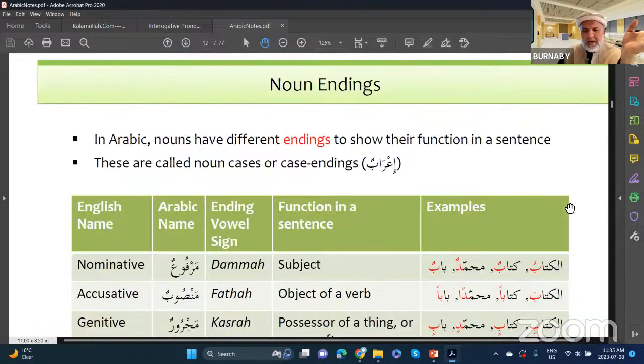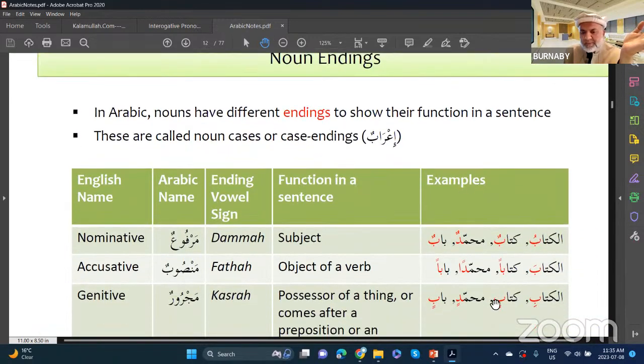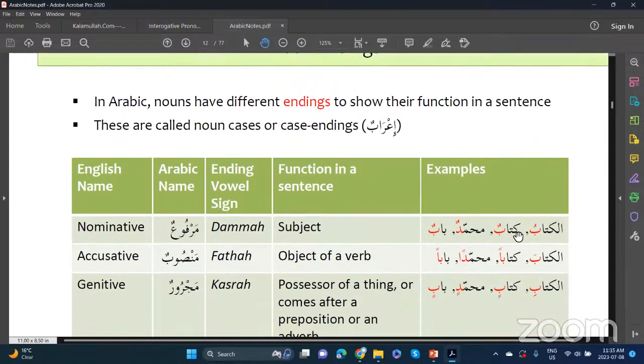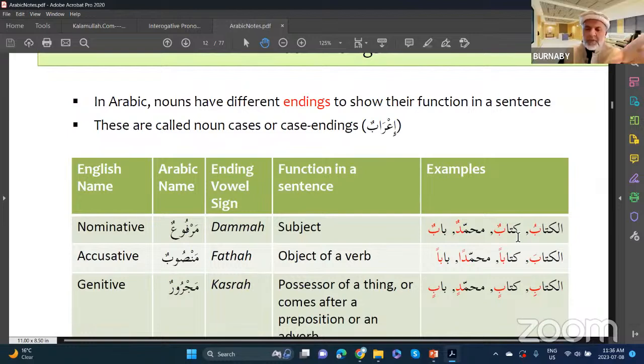Okay. Then the case endings. Al-Kitabu, Kitabun, Muhammadun, Babun. What's going on here? The noun endings mean irab. And we know in detail how to know the irab. The easiest ones are the singular ones and the broken plurals, right? The singular and the broken plurals are the ones where we learned it from the last letter and the haraka on them. The other ones we have to rely on the ending sound.